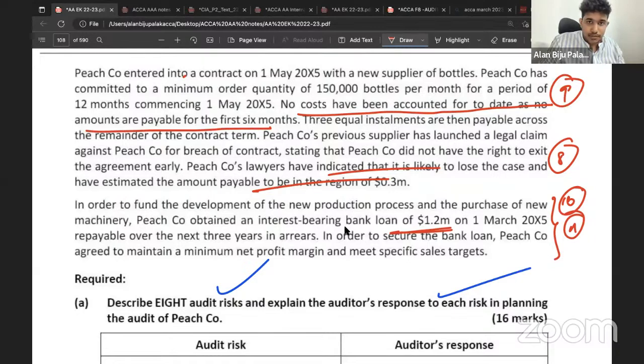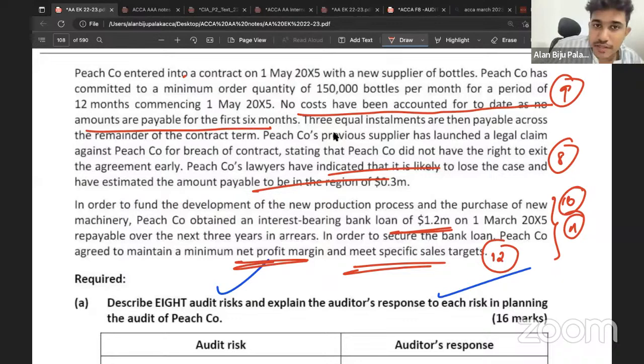The covenant. Profit margin or no? Yes. Profit margin. The company has agreed to maintain minimum net profit margin and sales target. Like net profit margin and sales target, they have set. So what happens when a company has created minimum covenants in relation to these items? The company might intentionally overstate the company's revenue and reduce the amount of company's expenses to meet net profit margin and to meet the specific sales target.